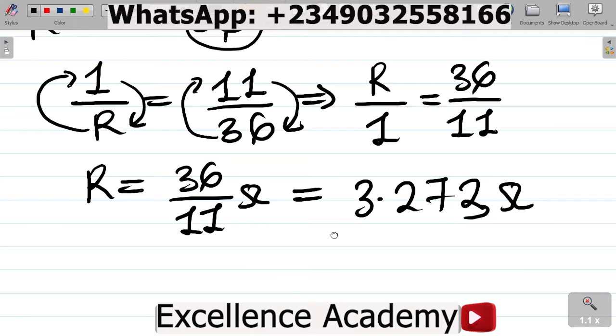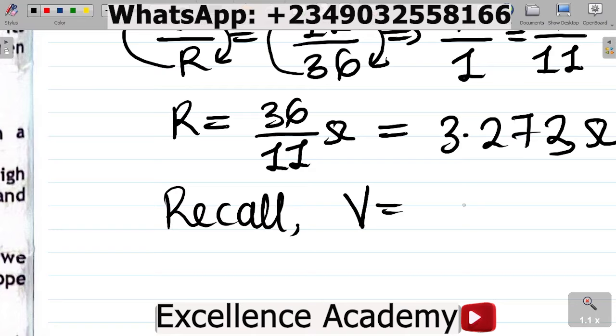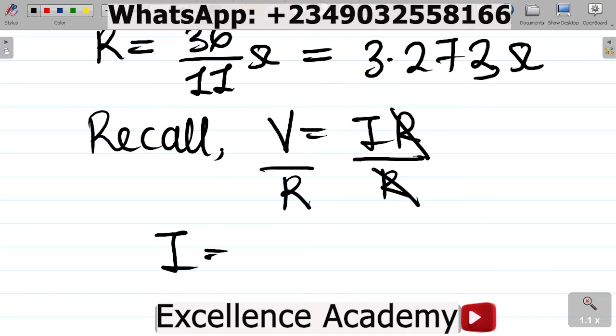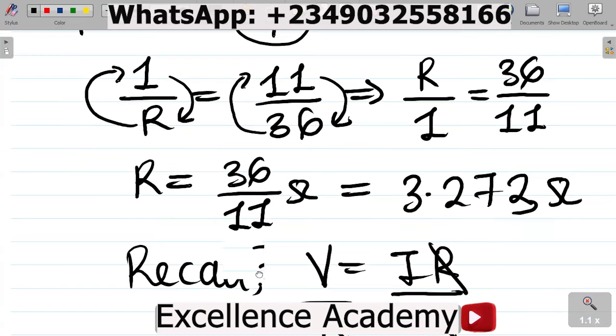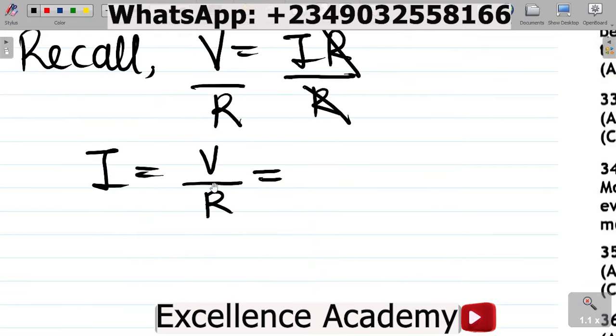So we have to find current. We are given voltage there. Recall that from Ohm's law, V is equal to I times R. To get the value of I, I'll divide both sides by R. This cancels this. So current is equal to V all over R, and what's the value of V from the question there? It says 12 volts. So that becomes 12.